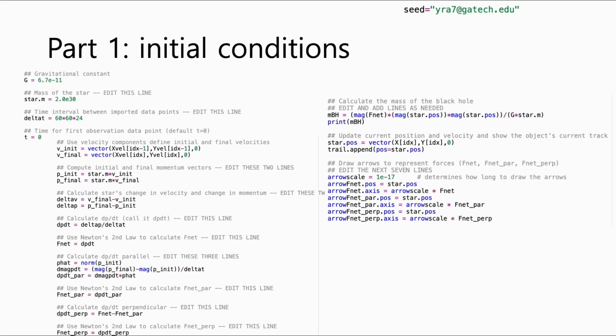in seconds. And as you can see on the screen, the formulas to calculate the initial velocity all the way to F net perpendicular are shown on the left side of the screen. And the right side was the code that I used to calculate the mass of the black hole.